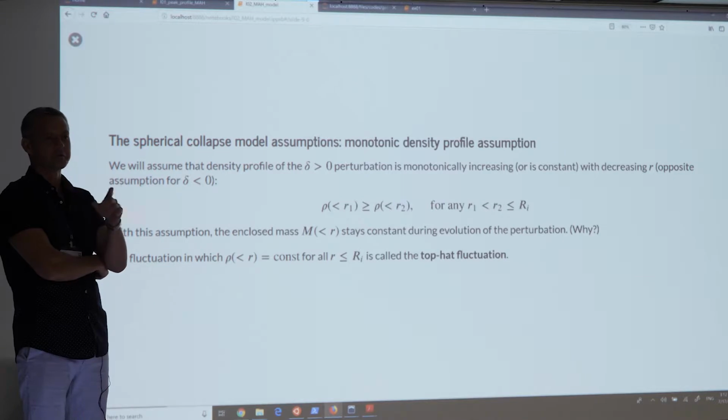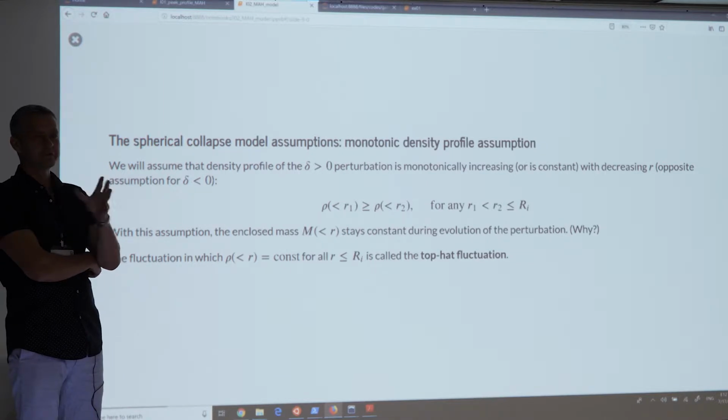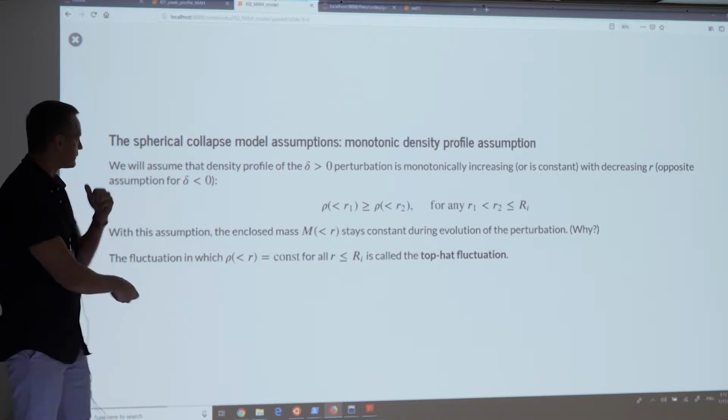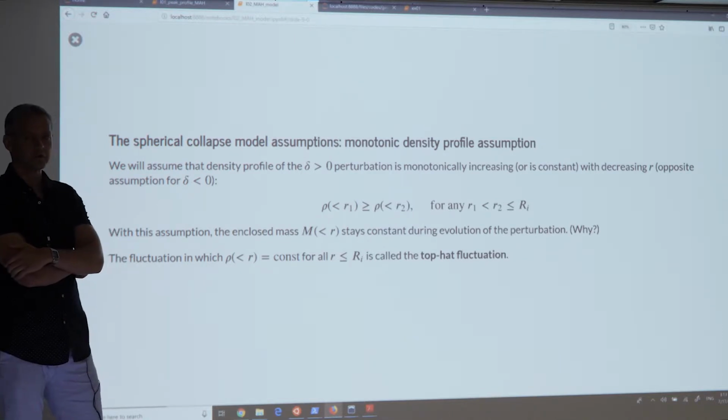Anyone else? Probably most of you didn't hear what was said. Did you hear? So give an idea why this assumption follows from this assumption during evolution.